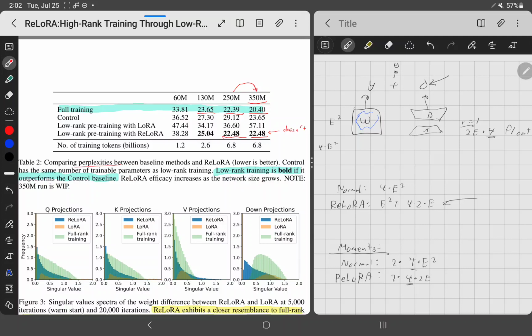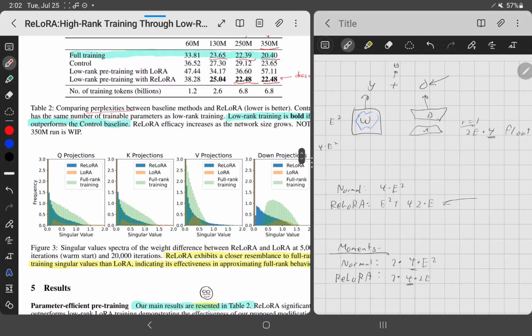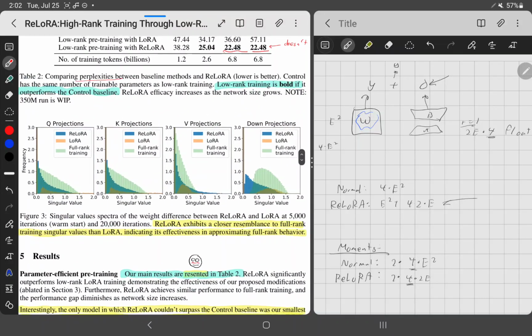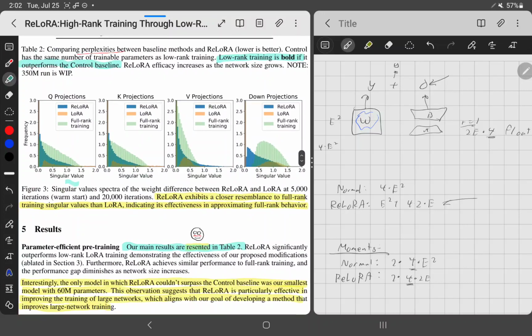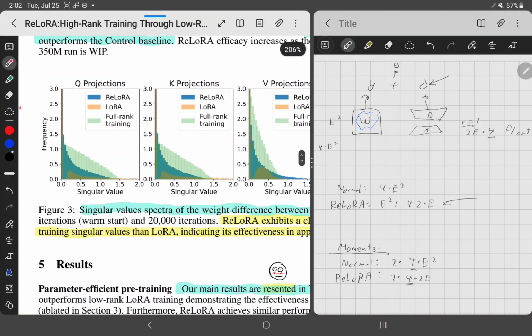If it doesn't, then this method may have to be improved. But yeah, something interesting to look at. Now, they also look at the singular value spectra of the weight difference between ReLoRa and LoRa. So you can see the singular value distribution for ReLoRa is more similar, it's the dark blue, to full rank training, which is the lime color, than normal LoRa.